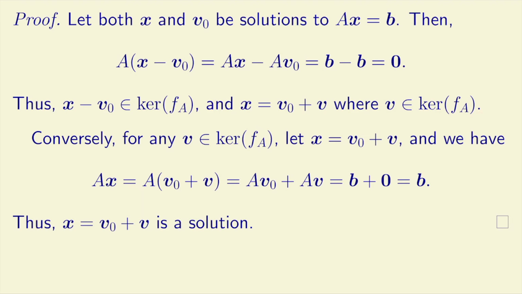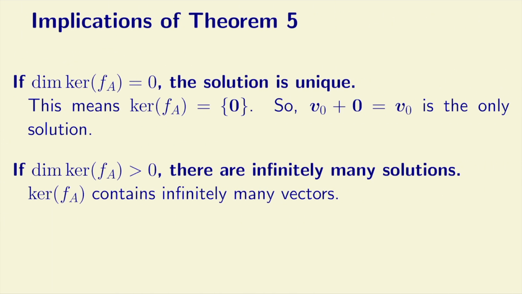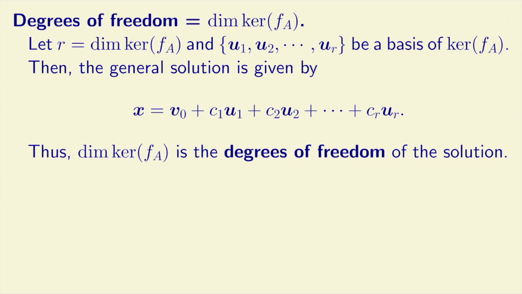So the kernel's dimension tells us how many solutions there are. A dimension of 0 means one unique solution, and a dimension greater than 0 means infinitely many solutions. And that's how we describe the solutions, which was the third question. If we have a basis for the kernel, say u1, u2 to ur, then the general solution is the specific solution, v naught, plus a linear combination of those basis vectors, x equals v naught plus c1 u1 plus ... plus cr ur. The dimension of the kernel, r, is the degrees of freedom of the solution.